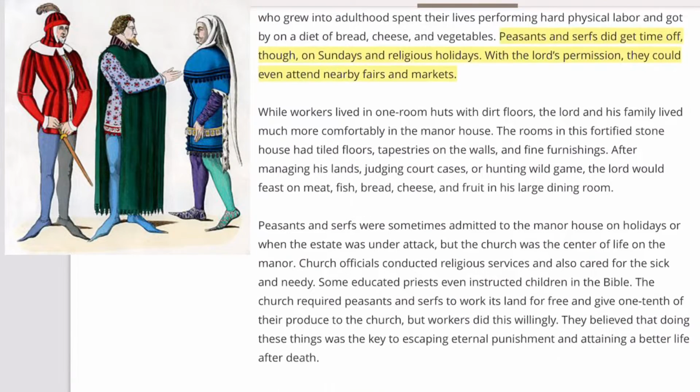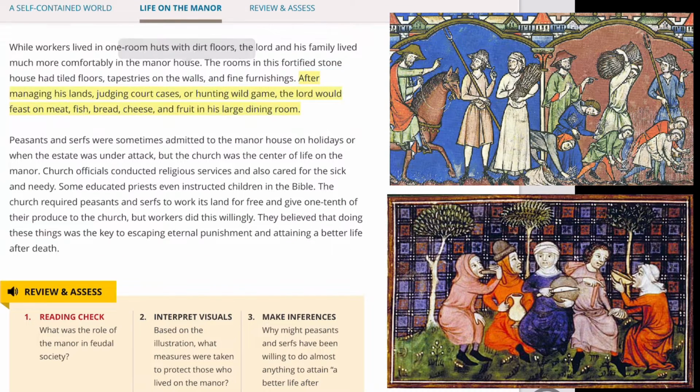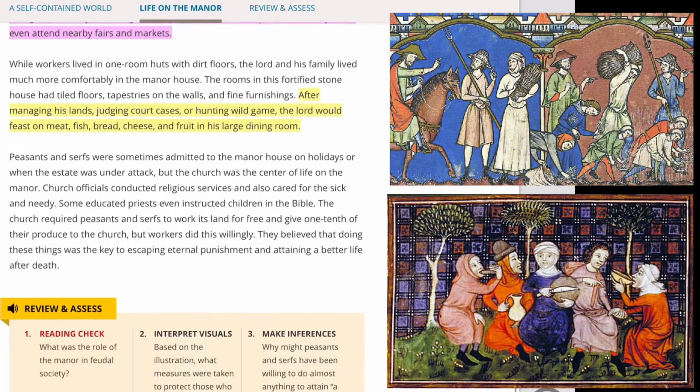While peasants and serfs lived in one-room huts with dirt floors, the lord and his family lived much more comfortably in the manor house. The fortified stone house had tile floors, tapestries on the walls, and fine furnishings. Peasants and serfs were sometimes admitted to the manor house on holidays or when the estate was under attack. But the church was the center of life on the manor.